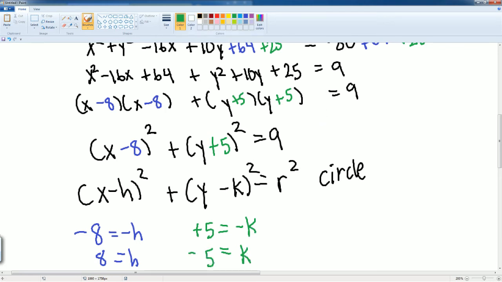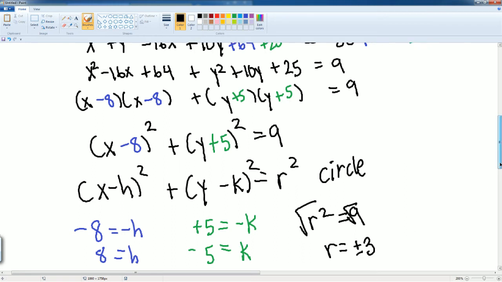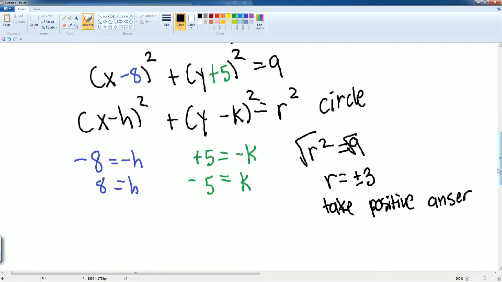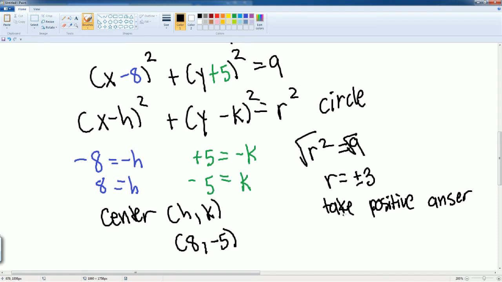Now, we have our r. So r is our radius. r squared is equal to 9. Square root both sides. You get r is equal to plus or minus 3. But you only want to take the positive value. Okay, so only take the positive answer. Right? So our center is going to be at (h, k). So it's going to be at (8, negative 5). And our radius is going to be just our positive 3.